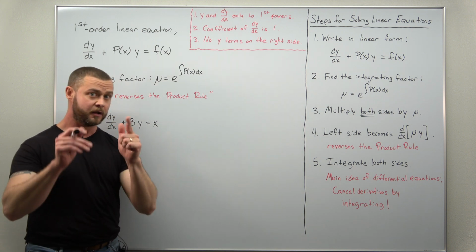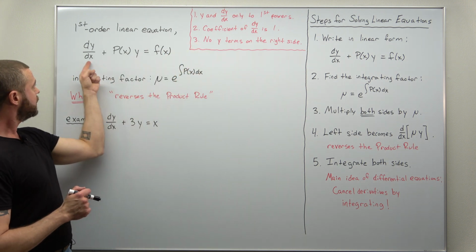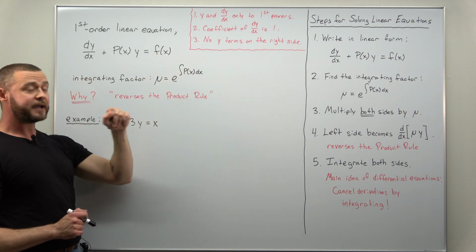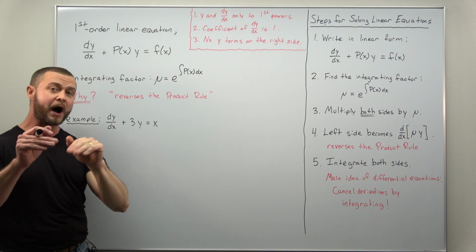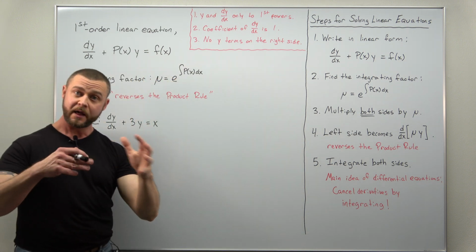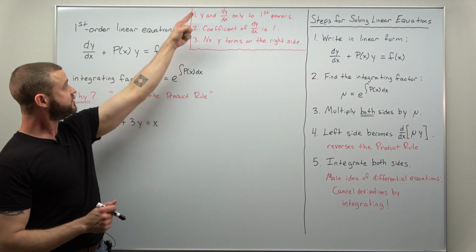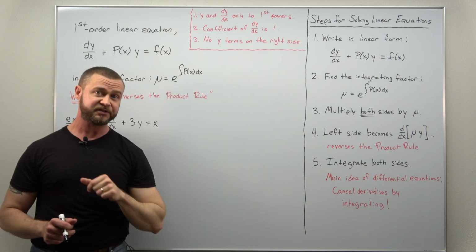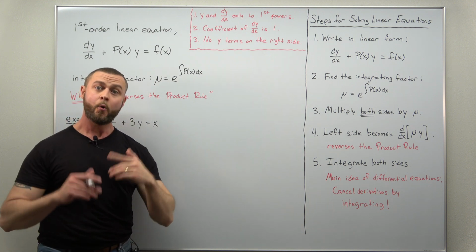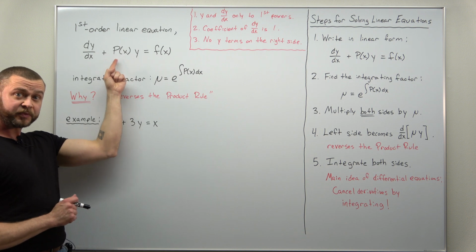And the third thing, the third check to be aware of, is you only want y and its derivative appearing on the left side. On the right side, there should be no y terms. So if there are any y terms, just move them to the left side and combine them and write it in linear form. All right, so always see first if all three of those are satisfied before you move on to those steps.